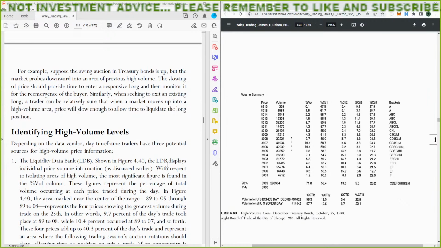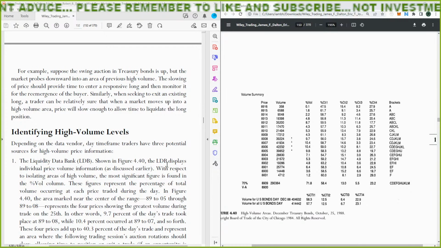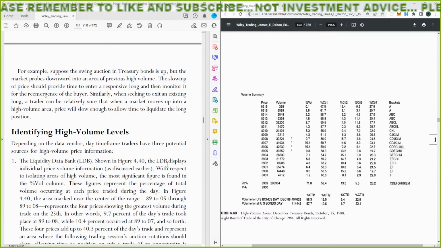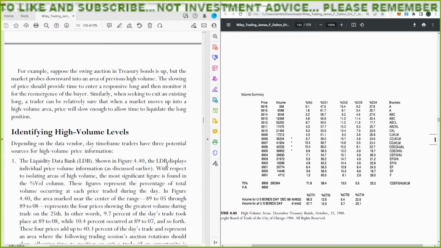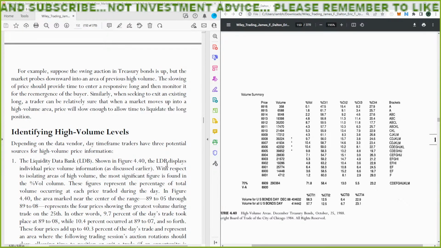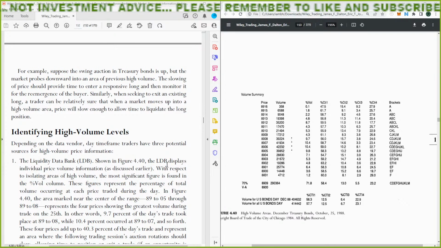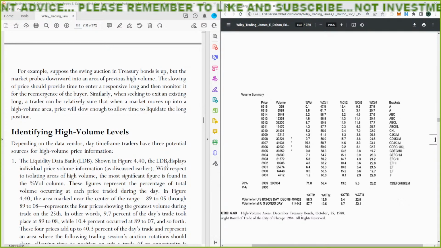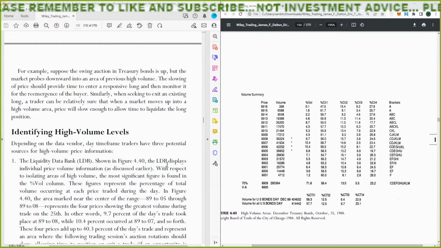For example, suppose the swing auction in treasury bonds is up, but the market probes downward in an area of previous high volume. The slowing of price should provide time to enter responsive longs and then monitor for the reemergence of the buyer. Similarly, when seeking to exit an existing long, a trader can be relatively sure that when the market moves up into a high volume area, price will slow enough to allow time to liquidate the long position.